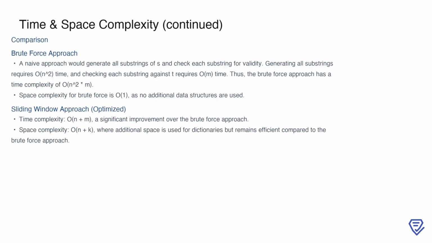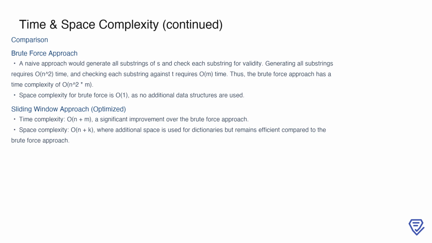To highlight the efficiency of the sliding window approach, let's compare it to a brute force method. A naive solution would involve generating all substrings of S and checking each one for validity against T. Generating all substrings of S would require O(n) squared time, and verifying each substring would take O(m), resulting in a time complexity of O(n squared * m). In terms of space, brute force uses O(1), as no additional data structures are involved.